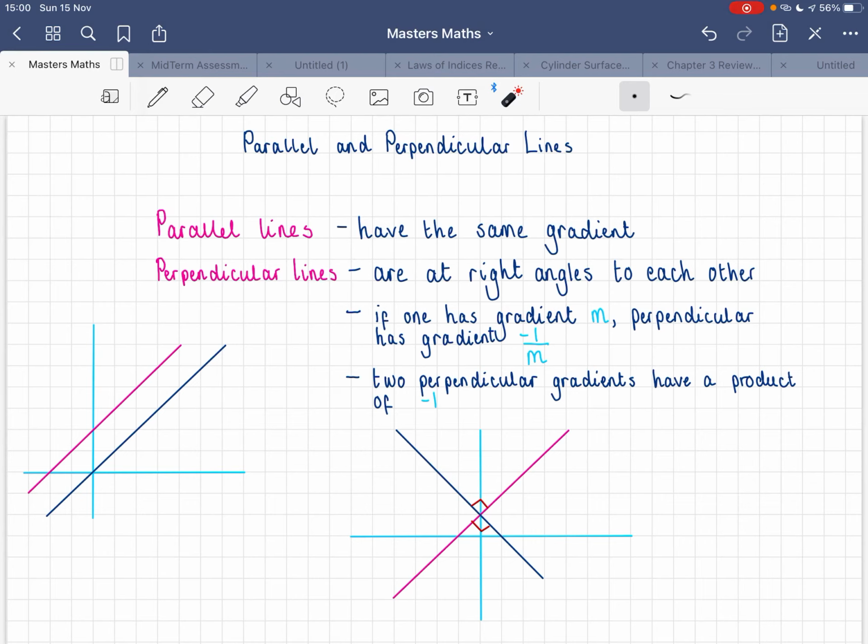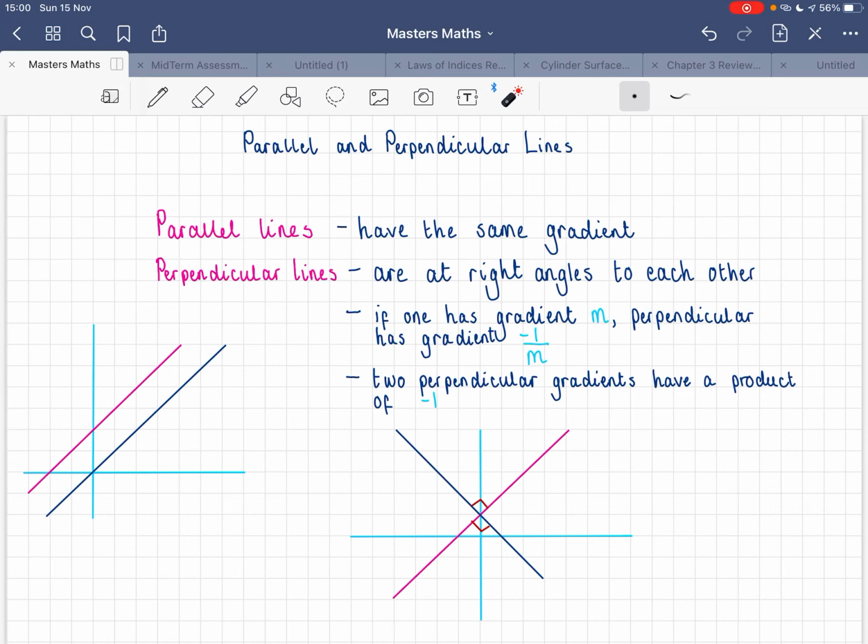If one line has a gradient of m, so if we say this pink line would have to be m because it's positive, then the perpendicular line, so this navy blue line, has a gradient of -1 over m. So the gradient of the perpendicular line is the negative reciprocal of the original line. So to find the gradient of a perpendicular, you take the gradient and you find the negative reciprocal of it.